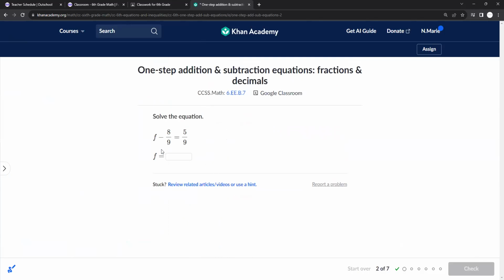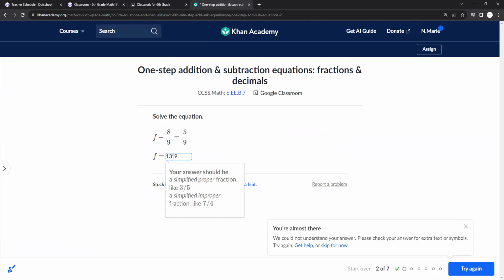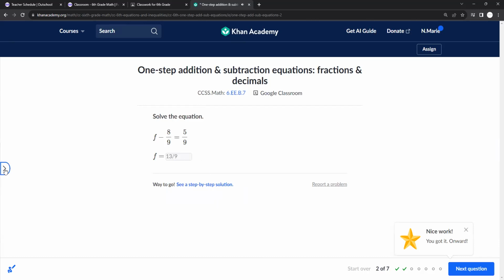So then same thing here. When something is being subtracted, how do we move it to the other side? We add and we get 13/9. Oh, I typed that wrong. I typed it weird. There we go.